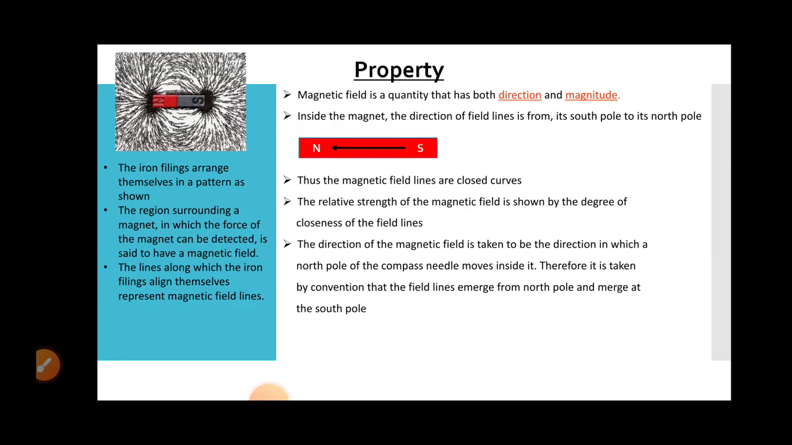The direction of the magnetic field is taken to be the direction in which the north pole of a compass needle moves inside it. Therefore, it is taken by convention that the field lines emerge from the north pole and merge at the south pole.